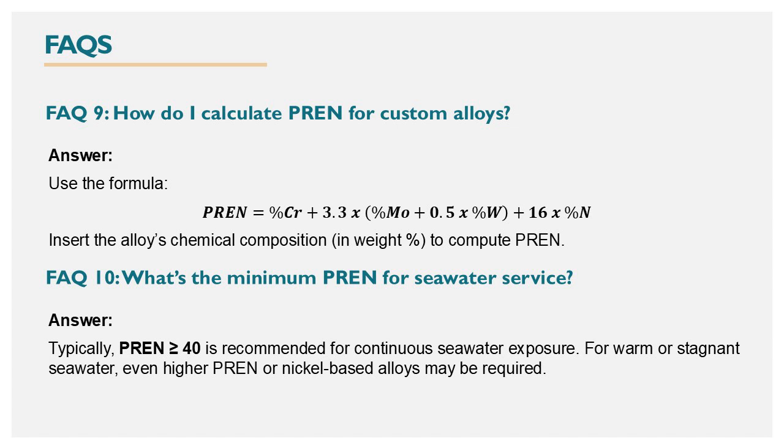Question number 9. How do I calculate PREN for custom alloys? The answer is, use the formula: PREN equals percentage of chromium plus 3.3 times percentage of molybdenum plus 0.5 times percentage of tungsten plus 16 times percentage of nitrogen. Insert the alloy's chemical composition, in weight percent, to compute PREN.